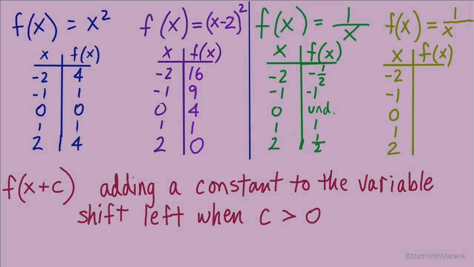Let's go over to our other function and work this table. 1 over x minus 2 will give us these function values. If we put in a negative 2, now we're looking at 1 over negative 4, and so on. It's when x equals 2 that we see an undefined value, because the denominator would be 2 minus 2 equals 0.